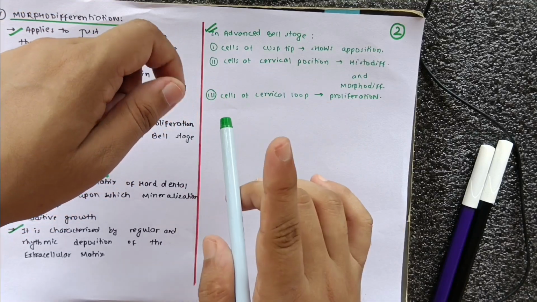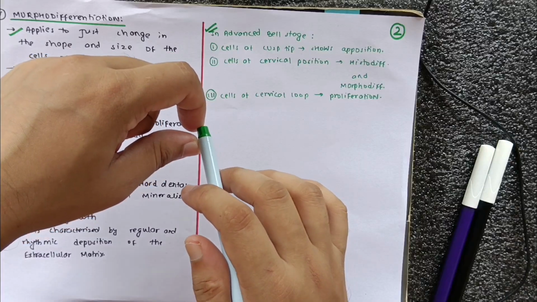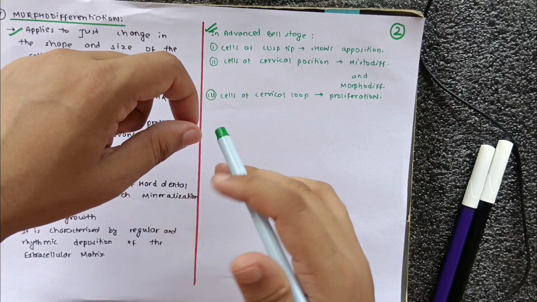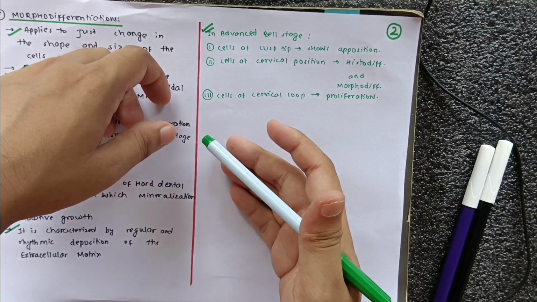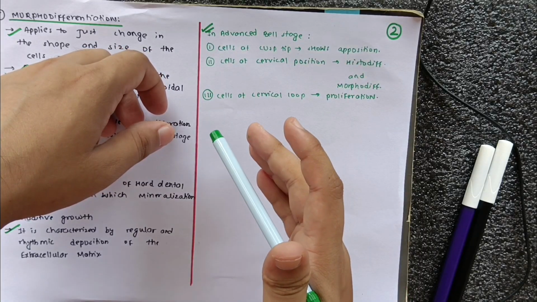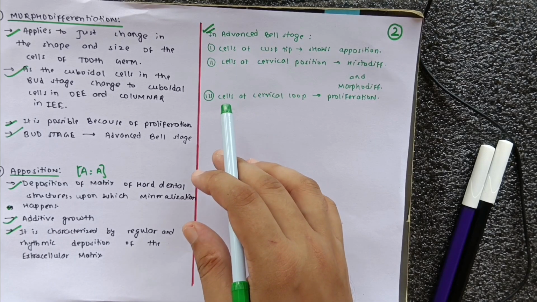Just watch that video once, then you will be more clear. After that, in the cap stage there were different kinds of transient structures like the enamel knot, enamel septum, and enamel navel. After that cap stage, I discussed the early bell stage in the next video.